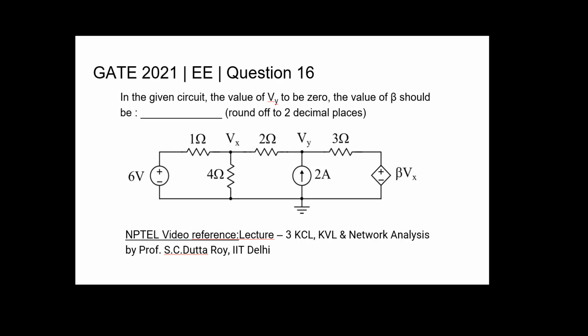Question 16, Electrical Engineering, GATE 2021. In the given circuit, the value of Vi to be 0, the value of beta should be dash. The answer should be rounded off to 2 decimal places.